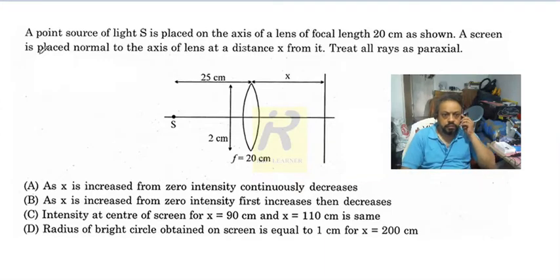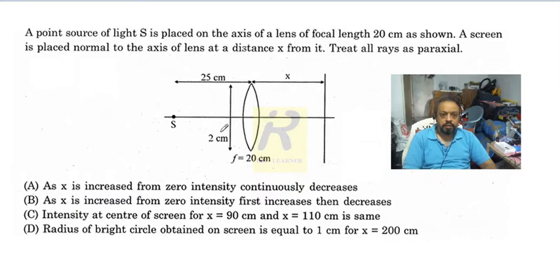A point source of light is placed on the axis of a lens of focal length 20 centimeter as shown. A screen is placed normal to the axis of the lens at a distance x from it. Treat all rays as paraxial, and the four options are here.